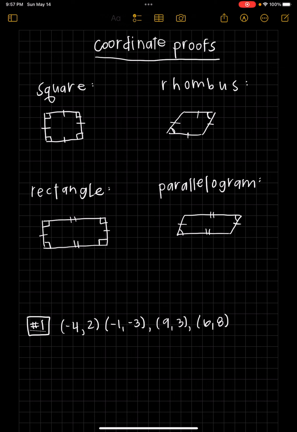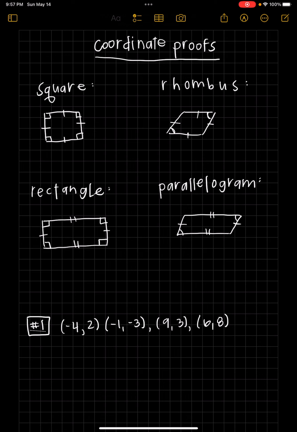Then we have a rhombus, and a rhombus I like to call a smashed square because it still has all of the sides being the same length, but now instead of all of the angles being 90 degrees, the 2 opposite angles are the same. So the top right and bottom left angles are the same, and the top left and bottom right angles are the same. And then the last one is a parallelogram. A rhombus is a smashed square, and a parallelogram is a smashed rectangle, so the 2 opposite sides are still equal in length, but the angles aren't all 90 degrees. The opposite angles are equal.